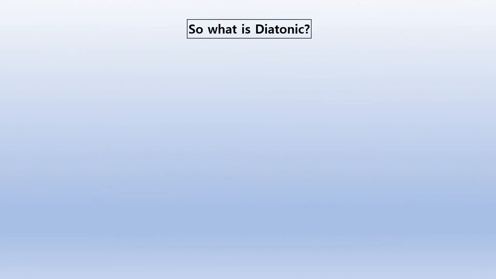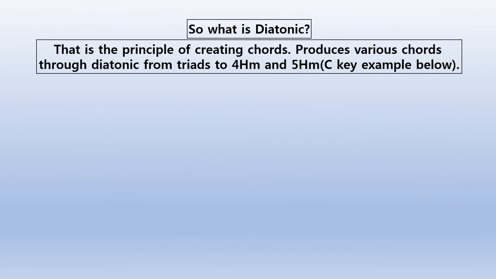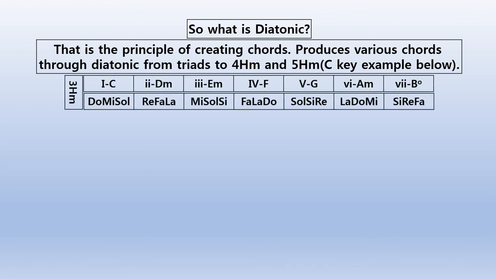So what is diatonic? That is the principle of creating chords. It produces various chords through diatonic from triads to 4 harmony and 5 harmony. Let's take the concept of diatonic as an example of the C key. A triad is created by adding the 3 scales of Do Mi Sol, and the 7 diatonic chords are C, D minor, E minor, F, G, A minor, and B diminished.